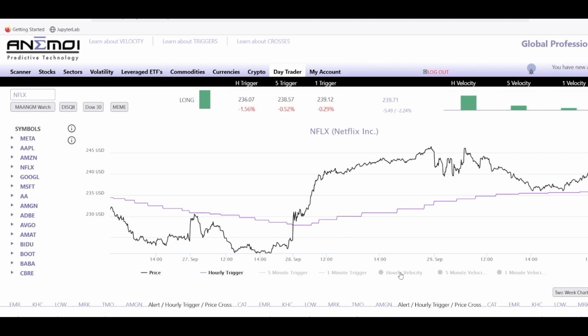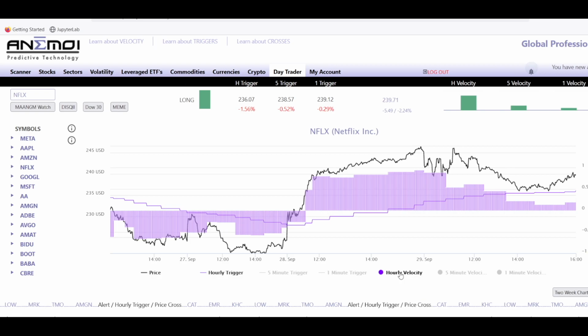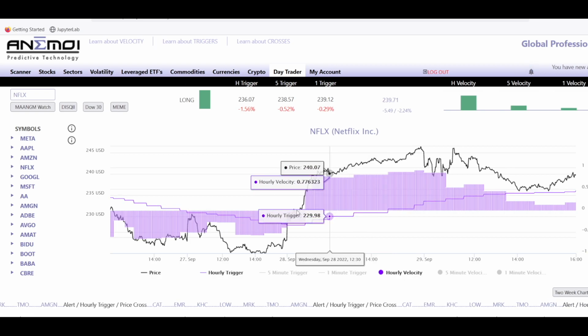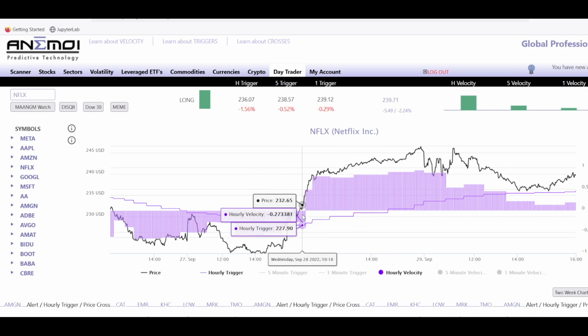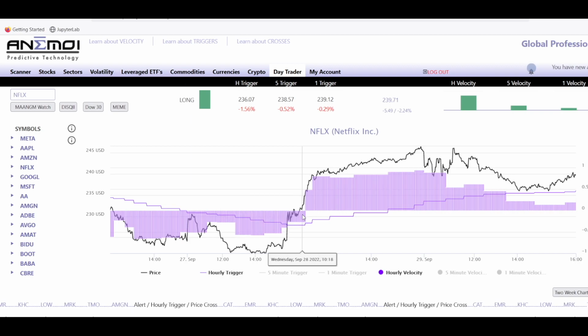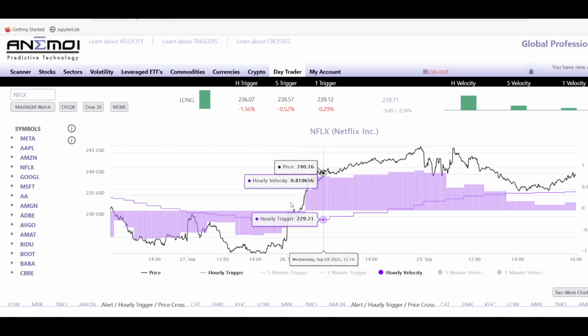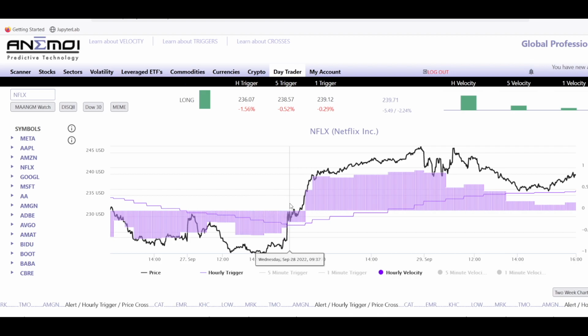And hourly velocity is a very powerful tool because if you're watching a regular graph and price is nearing an EMA, technically you have no idea if price is going to break through the EMA or not. Will price reject? Will the EMA act as resistance? Will the EMA act as support? Hourly velocity tells you 100% sure, without a question of a doubt, if the hourly trigger is going to hold as either support or resistance or not.